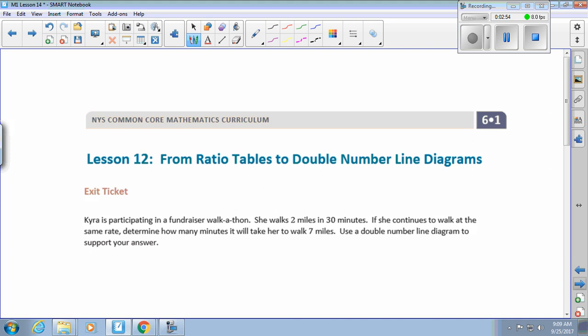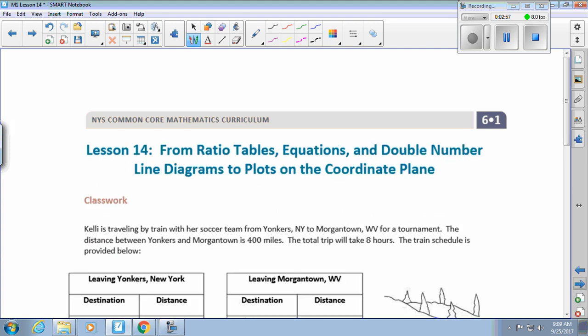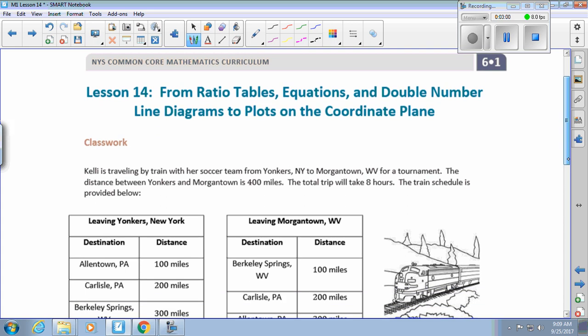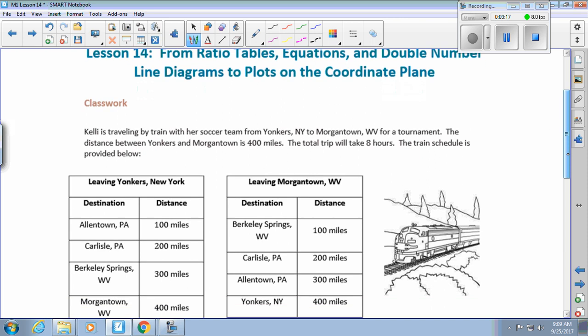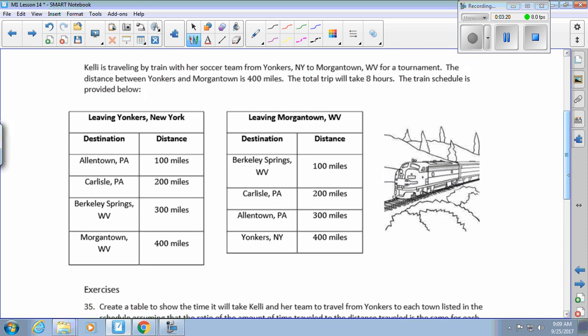We went over this on Friday, our beautiful double number line. Then we started this, and I'm not 100% sure where this class left off. It looks like we have a lot to do with this. Am I correct? Okay, so that's fine. All right, so it says that Kelly is traveling by train with her soccer team from Yonkers, New York to Morgantown, West Virginia for a tournament. The distance between Yonkers and Morgantown is 400 miles. And we're going to add a word here to the next sentence. It says the total trip there will take 8 hours. The train schedule is provided below.